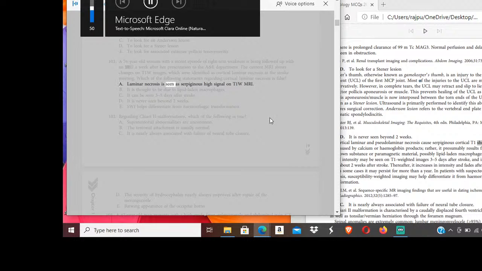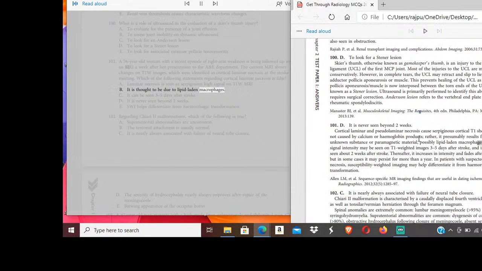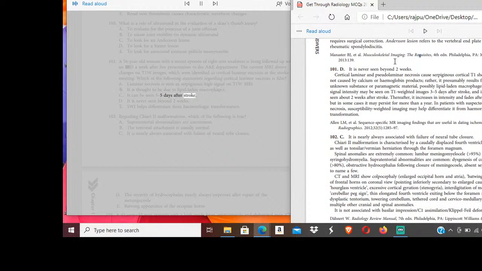A. Laminar necrosis is seen as serpiginous high signal on T1W MRI. B. It is thought to be due to lipid-laden macrophages. C. It can be seen 3-5 days after stroke. D. It is never seen beyond 2 weeks. E. SWI helps differentiate from hemorrhagic transformation.